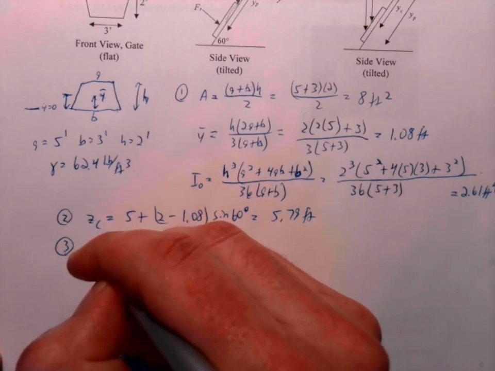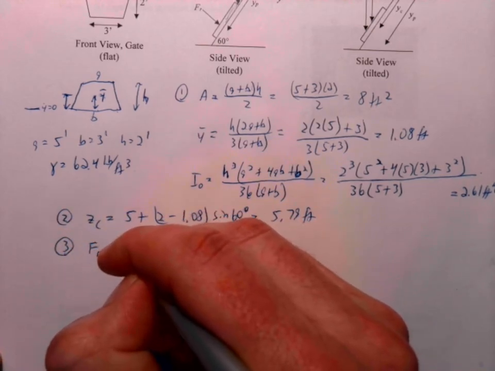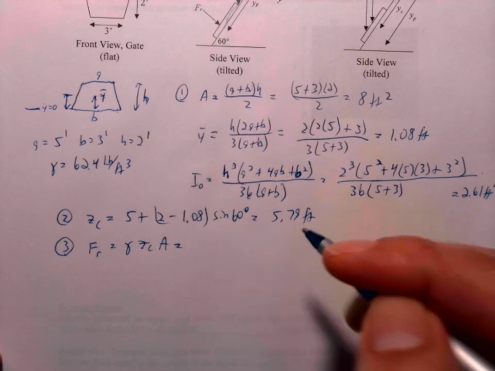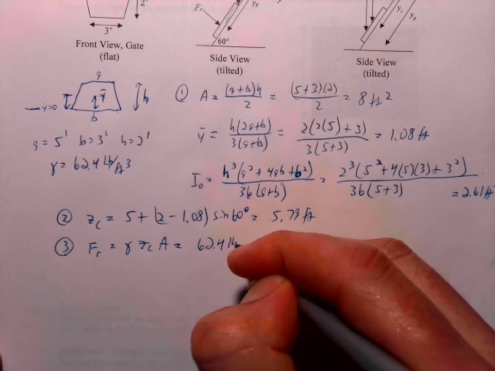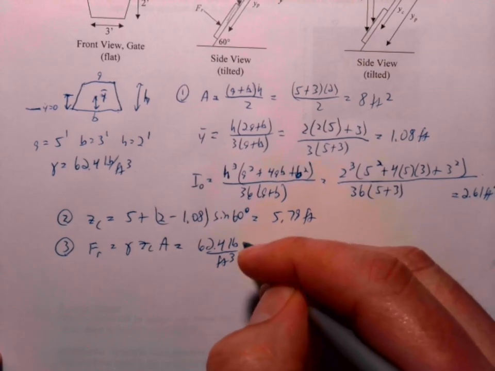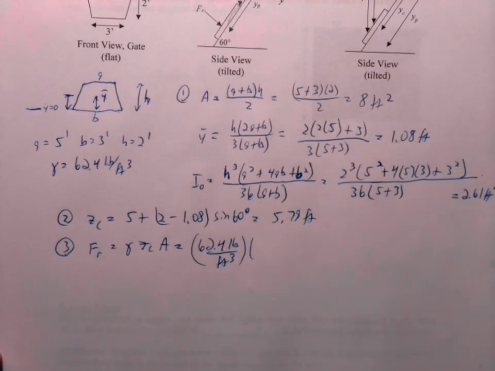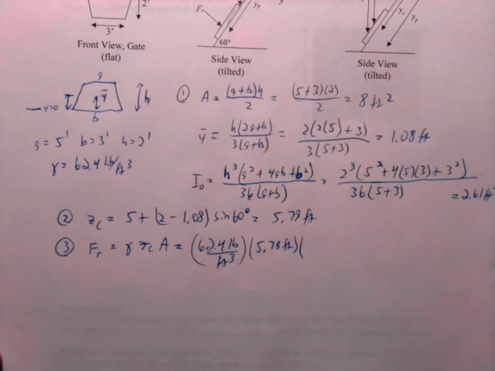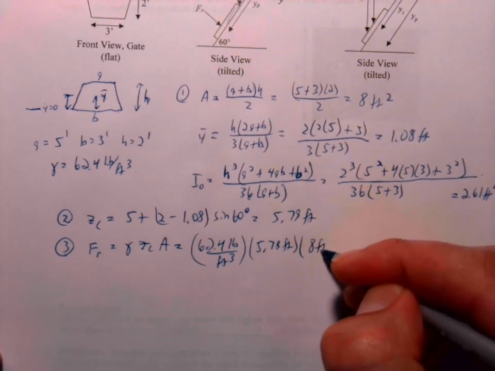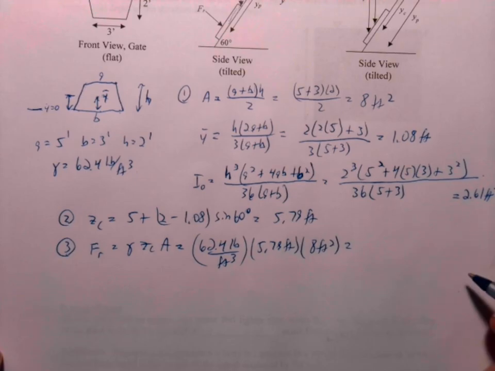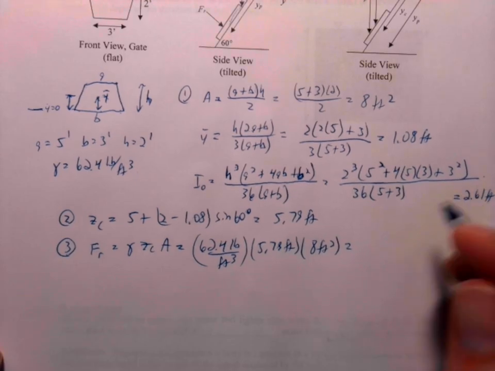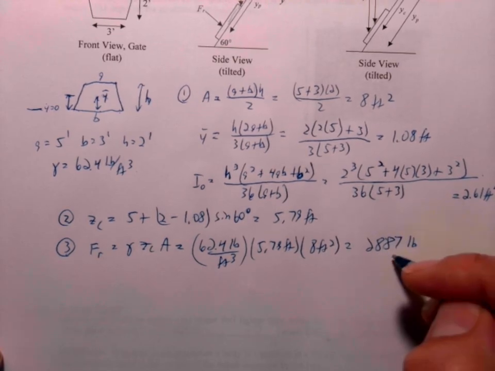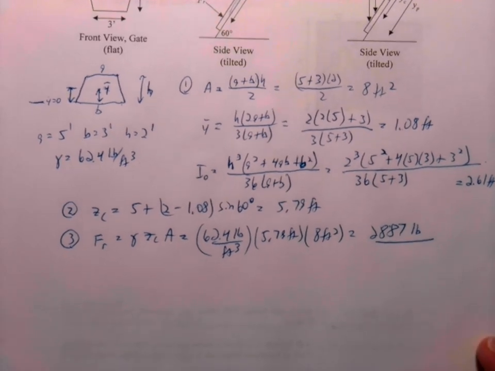And then to get the resultant force now, it's just a matter of a little bit of plug and chug here: gamma times ZC times A. Gamma is 62.4 pounds per cubic foot, and ZC we just determined was 5.79 feet, and the area up here we determined was 8 square feet. That all multiplies out nicely, with no extra unit conversions, and I get 2887 pounds. Okay, so that's the magnitude of the force, which is one of the things we need.